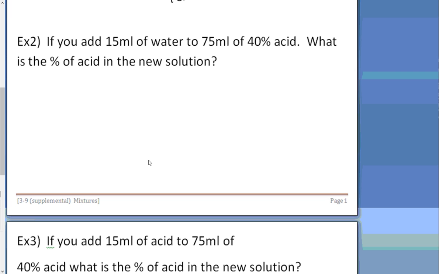If you add 15 milliliters of water to 75 milliliters of 40% acid, what percent of acid is in the new solution? All right, well, let's go through the same thing again. Remember what the formula says. Percent of the first plus the percent of the second equals the percent of the first plus the second.